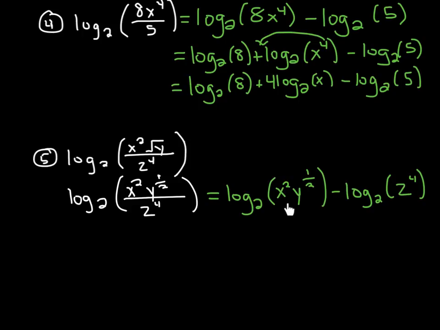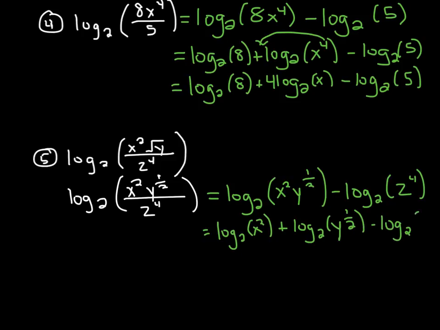Now, if we look within our first parenthesis here, it's x squared times y to the 1/2. So the product rule tells us that we can break up multiplication into 2 separate log expressions separated by an addition sign. So we'll break that up into log to the base 2 of x squared plus log to the base 2 of y to the 1/2 power minus log to the base 2 of z to the 4th.